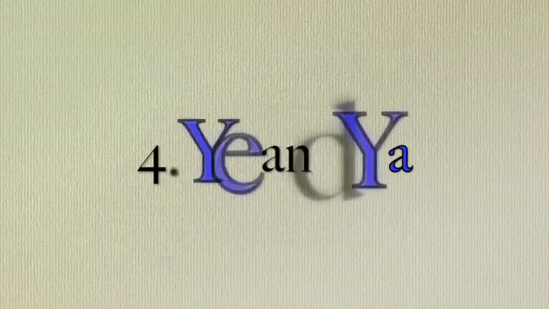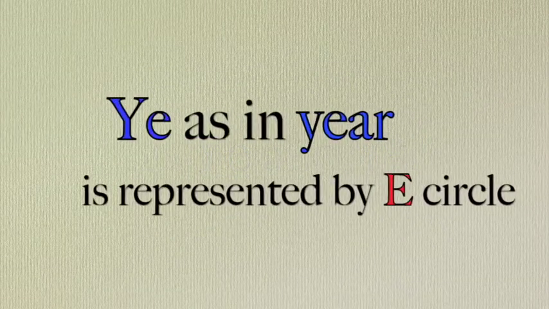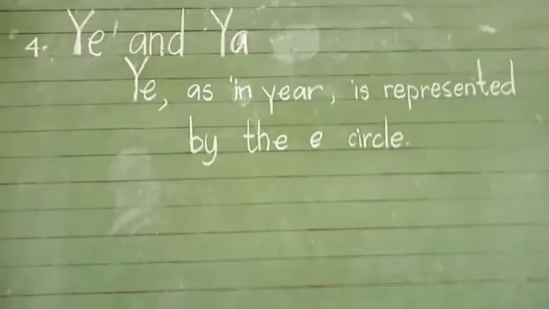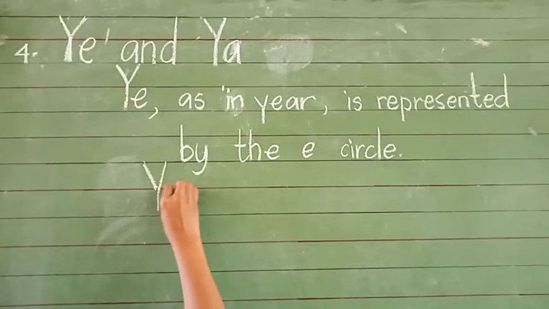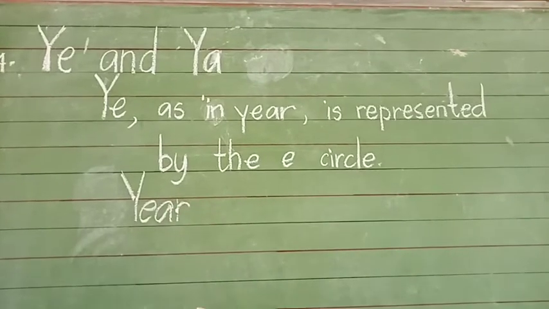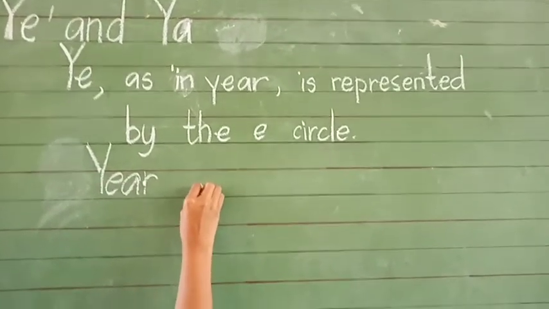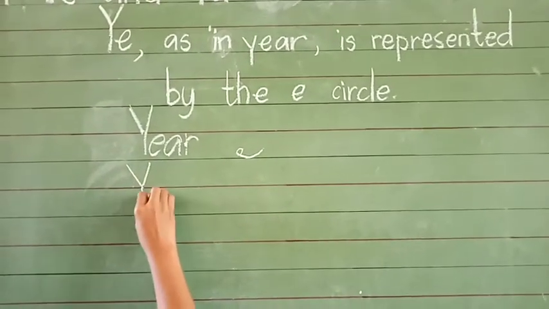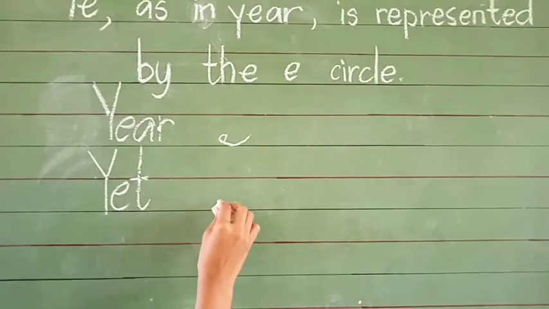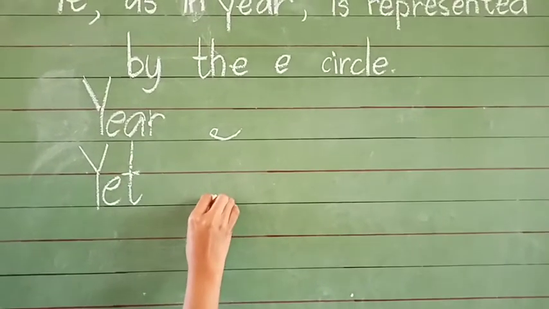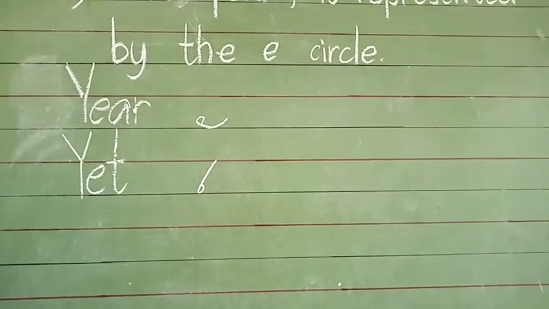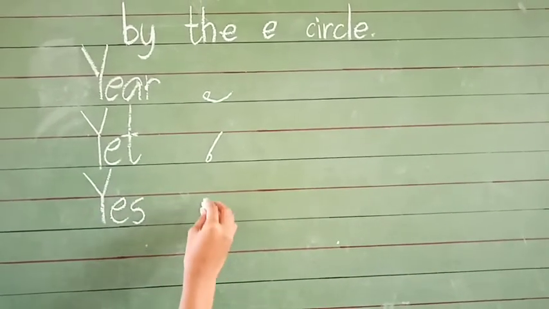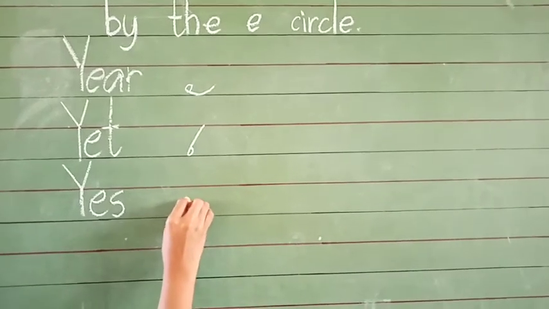Now, let's discuss the ye and ya. Ye, as in ear, is represented by the E circle. For example, year is represented by E and R. Yet is represented by E and T. Yes is represented by E and S.